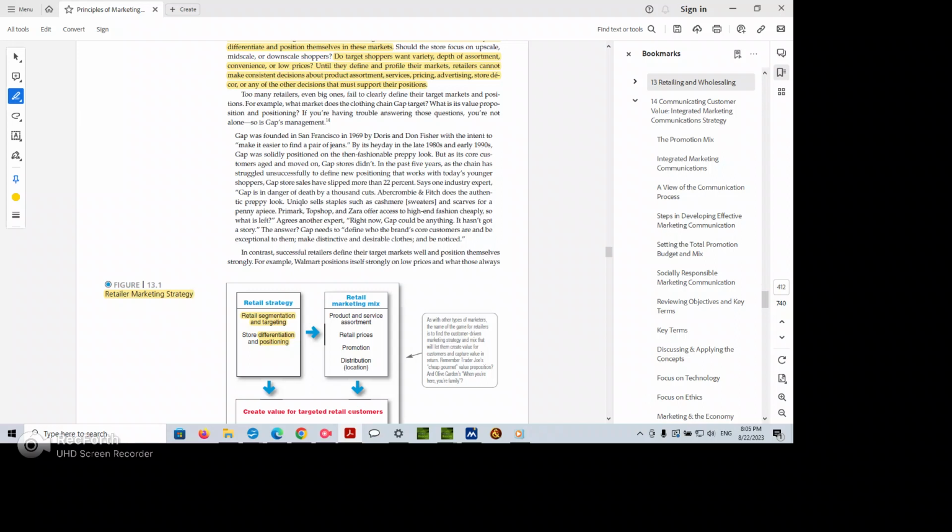Now, when it comes to retail marketing mix, we want to talk about product and service assortment. What do we have for products? When we say assortment, that means different kinds. Those are product lines. With the product, we also have the service. That's called value added, and that's how you get the competitive advantage when you have value added service. Next, we have retail prices. Depending on where you are on the supply chain will depend on what your prices are, depending on that value delivery network, which we talked about last chapter in chapter 12.